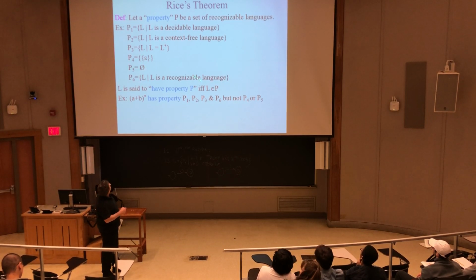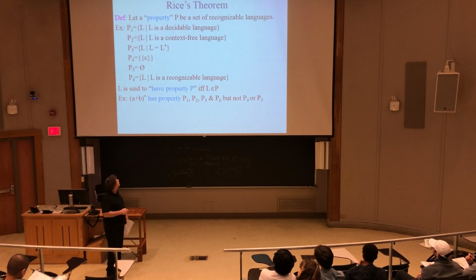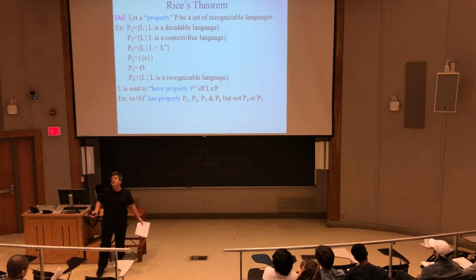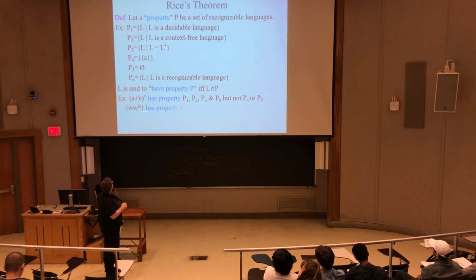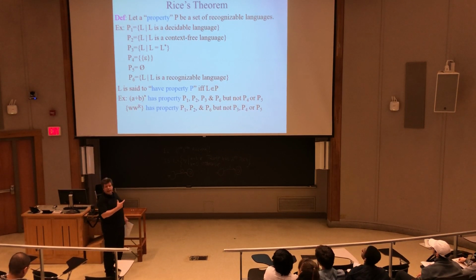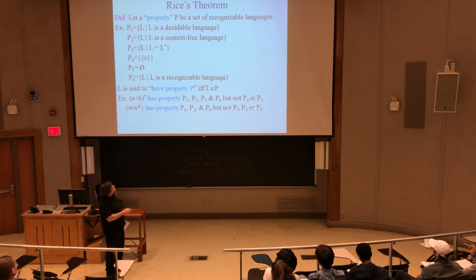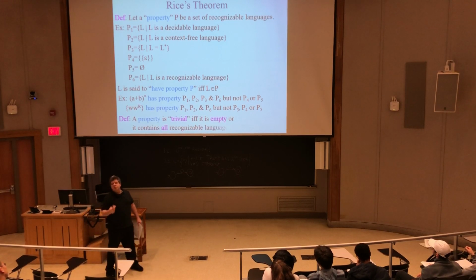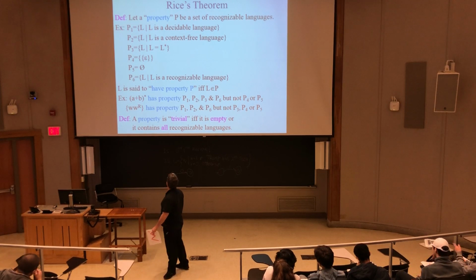But it doesn't have property P4 because it's not this particular single language, the trivial language containing the empty string. Or it doesn't have property P5 because P5 is the empty property and it doesn't contain anything, including this language here. Similarly, WW^R, instead of all palindromes of even length, has properties P1, P2, and P6, but not P3, P4, P5. So a property is just a set of languages, recognizable languages, not arbitrary languages, a set of recognizable languages.